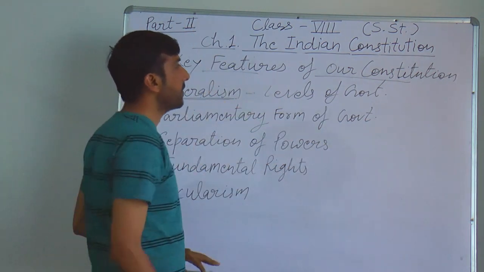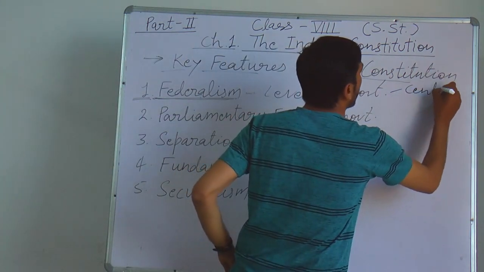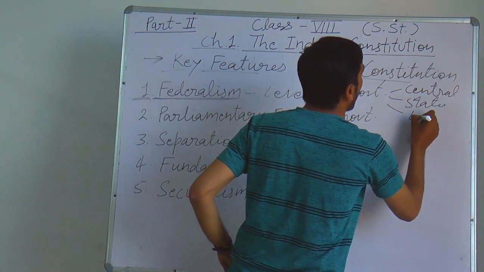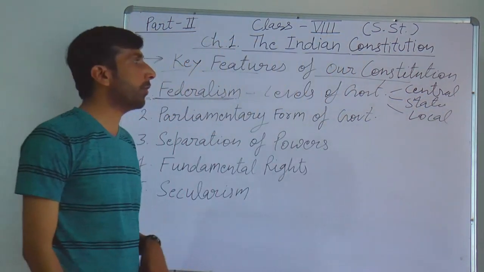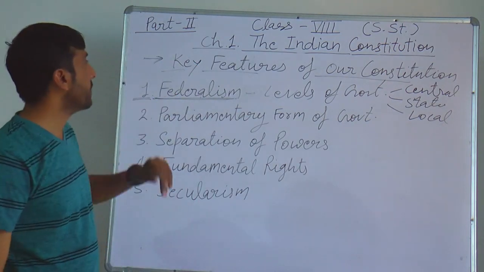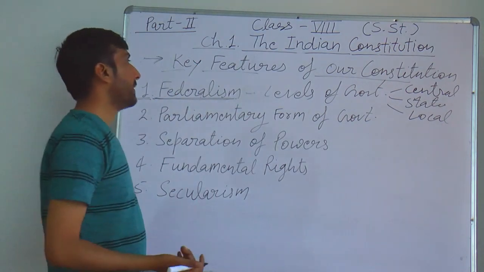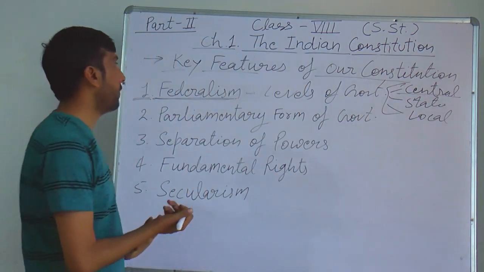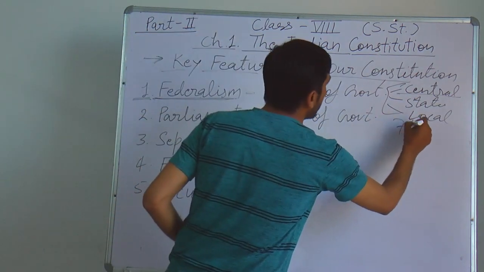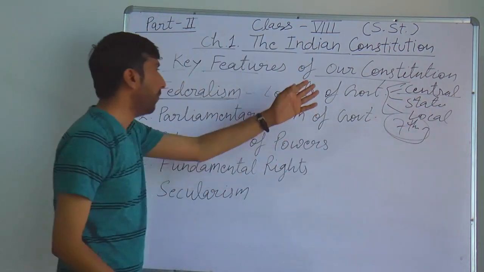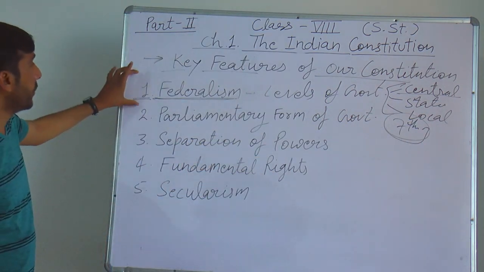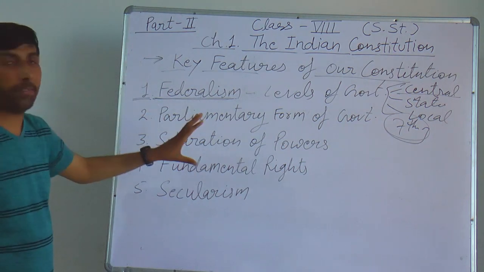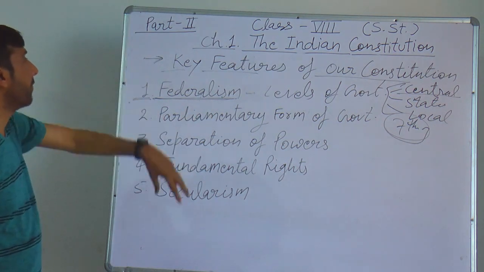So what kind of levels? Central government, state governments and local governments. So these three kinds of governments are there in India. This is the federal system, or federalism. The powers of the central government are given in the 7th Schedule of the constitution, where there is a separation of powers. We'll discuss it later. Till now you have to understand how our constitution shows that India has federal features.